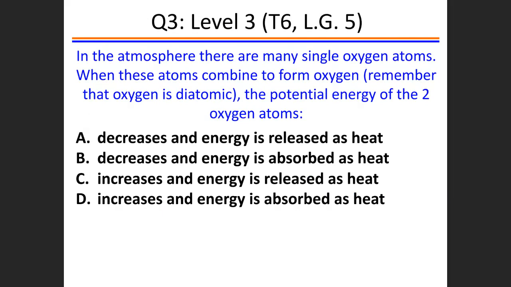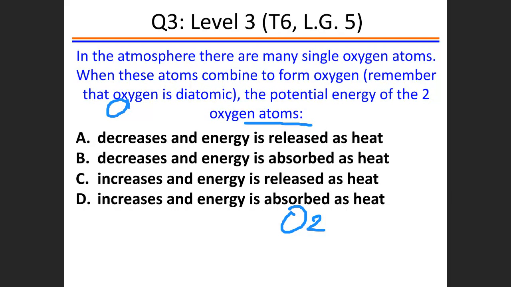In the atmosphere, there are many single oxygen atoms. Let's solve the question. When these atoms combine to form oxygen, remember that oxygen is diatomic. Oxygen atom means O, and when we talk about oxygen being diatomic, it is O2. So what will be the potential energy of the two oxygen atoms?